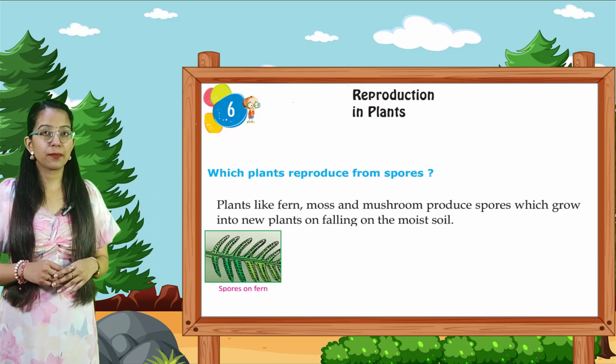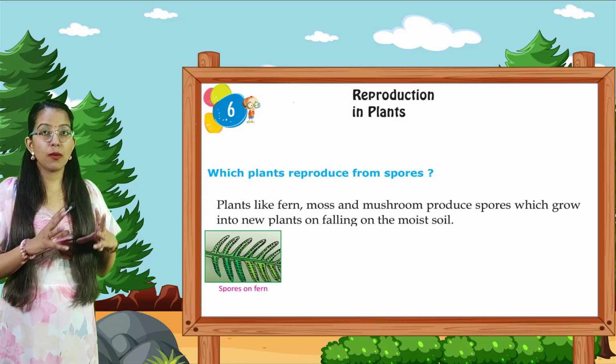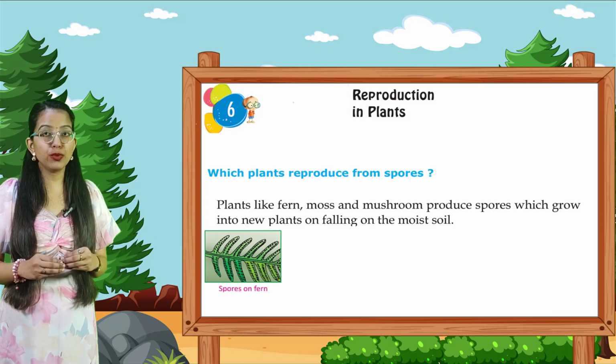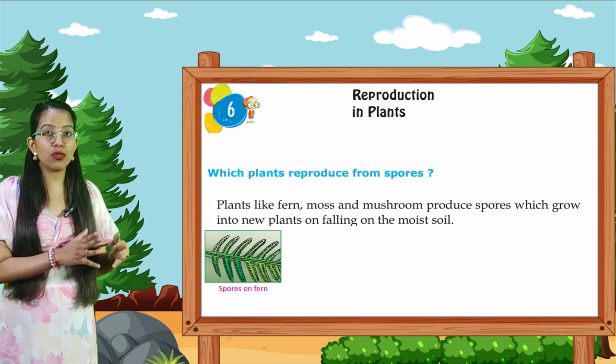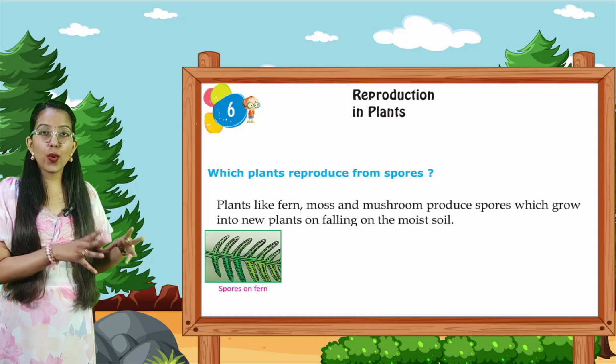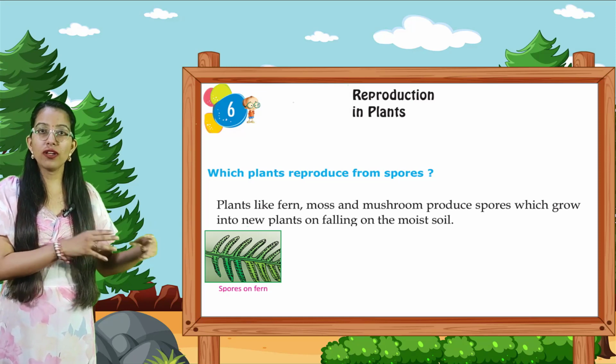Which plants reproduce from spores? Plants like fern, moss and mushrooms produce spores which grow into new plants on falling on the moist soil.